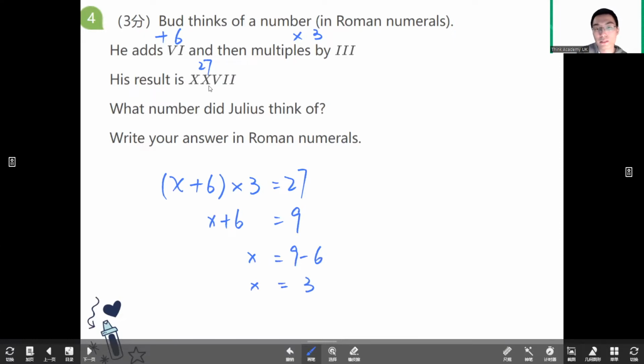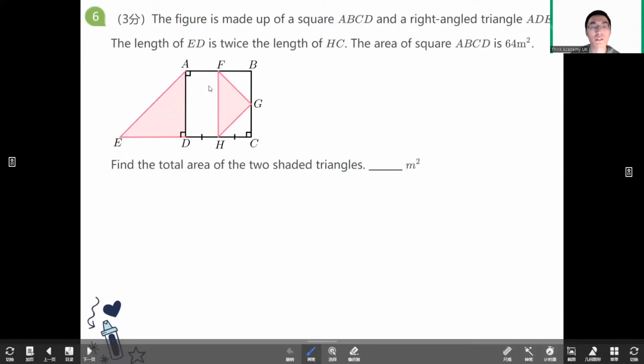And remember to write your answer in Roman numerals, which is this one over here. So you just copy it down, III. This is the answer. So that's question number 4. Let's move on to question number 6.